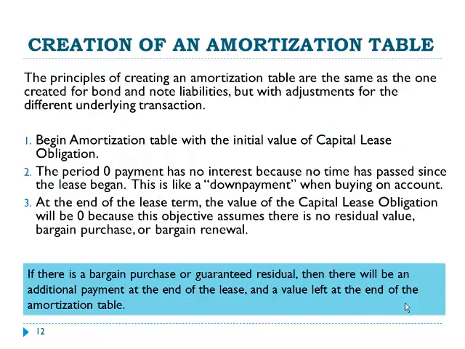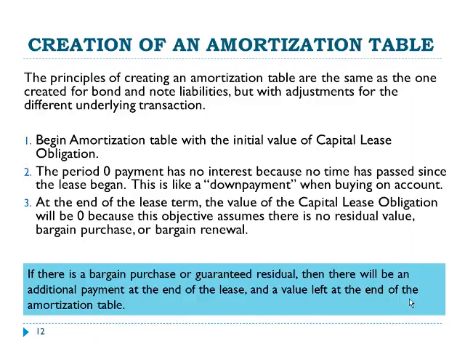When we create this amortization table, it's going to follow all of the exact same principles that we used when we made an amortization table for a note or for a bond. The only thing that we're going to have to be careful about is that we've got this initial payment in period 0, which is the time of the initiation of the lease. That initial payment has no interest in it because no time has passed since the lease began. This is like a down payment when buying on account.